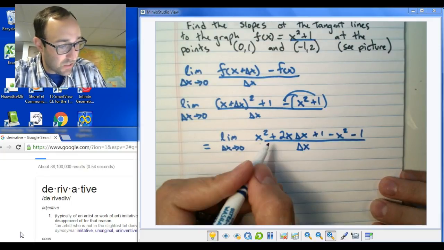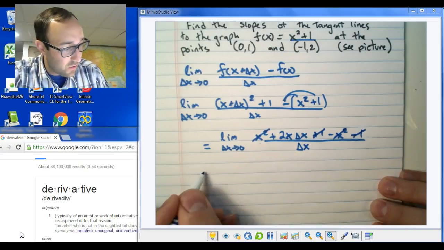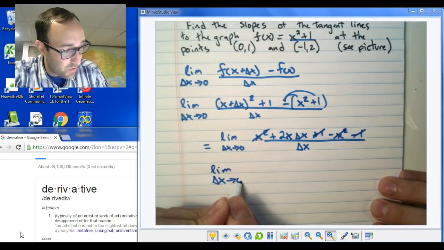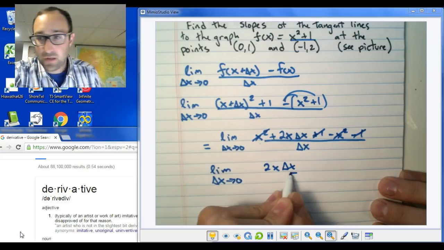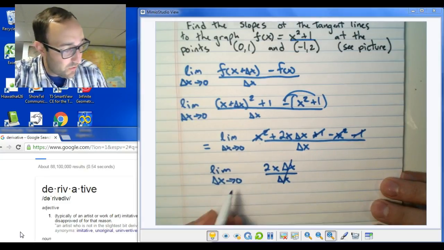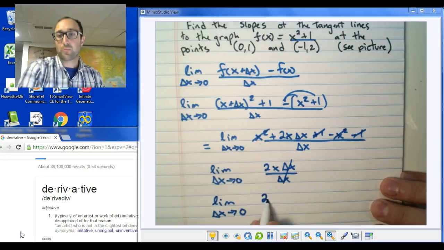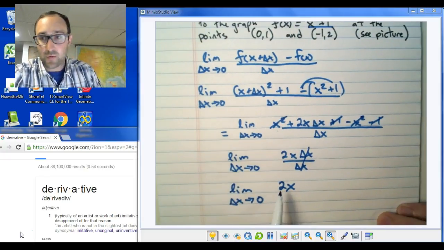X squared minus x squared cancels out. Plus 1 minus 1 cancels out. So we're left with the limit as delta x approaches 0 of 2x delta x over delta x. Since we have all multiplication, we can cancel those out, which leaves us with the limit as delta x approaches 0 of 2x. Okay, which really tells you that the slope is going to be 2 times whatever the x value is.